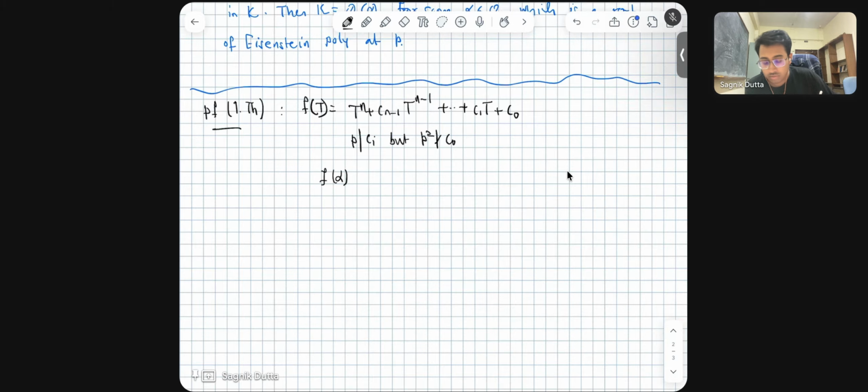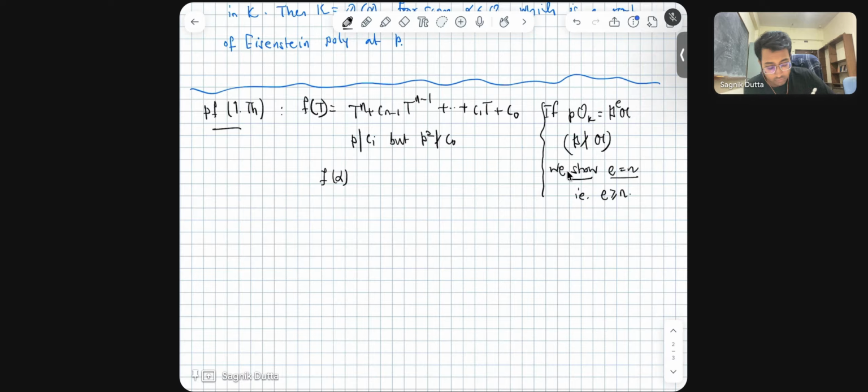So for now, let's suppose this is P to the E times some ideal A, where A is coprime to P. So we basically have to show that E is n, where n is the degree of the extension. That means it's enough to show that E is bigger than or equal to n, because E is anyway less than or equal to n. We just have to show the other inequality.